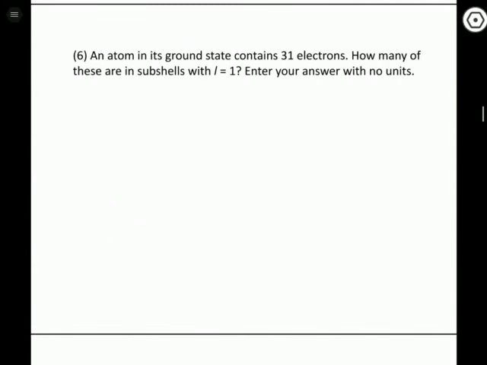All right, so number 6, we have an atom in its ground state that contains 31 electrons. How many of these are in subshells with L equals 1? Enter your answer with no units. Okay, so L equals 1, remember, is a p subshell.